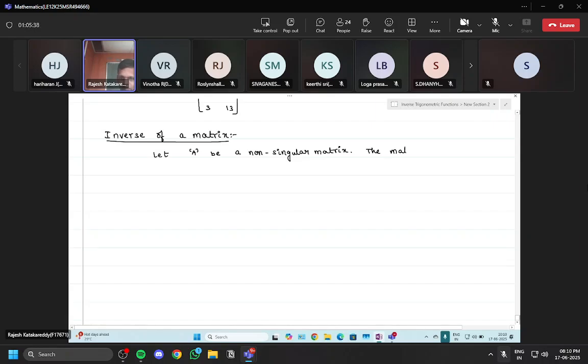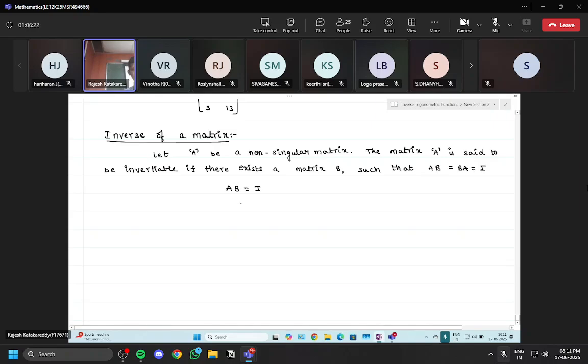The matrix A is said to be invertible if there exists a matrix B such that AB equals BA equals the identity matrix. If you have a matrix B where AB equals the identity matrix, in that case B is nothing but A inverse. Or you can also write B inverse is nothing but A.